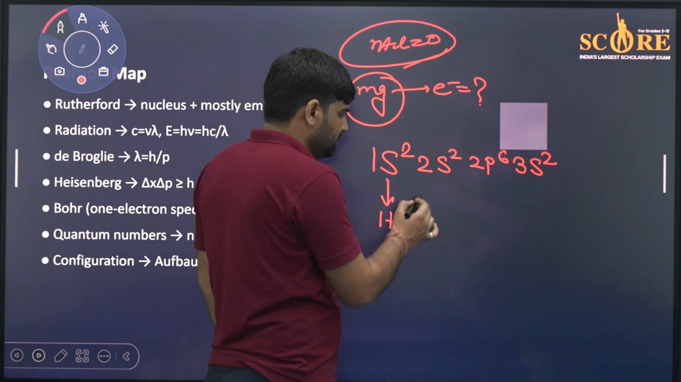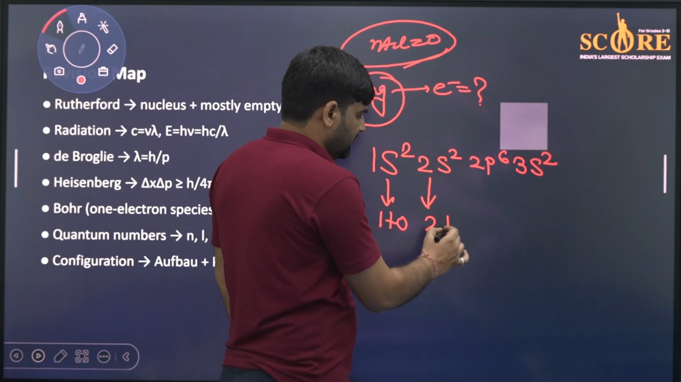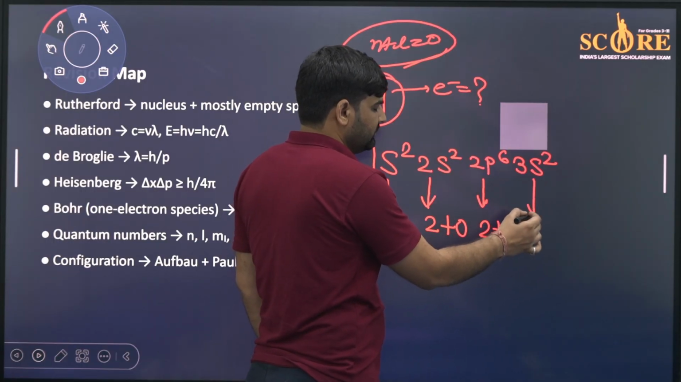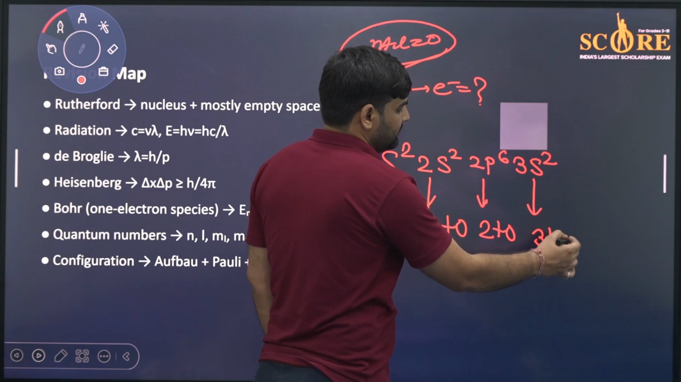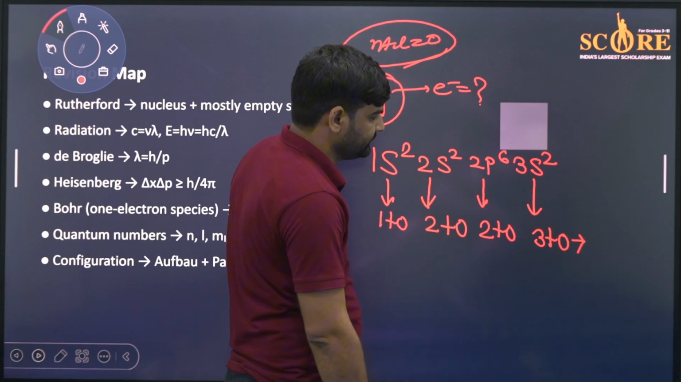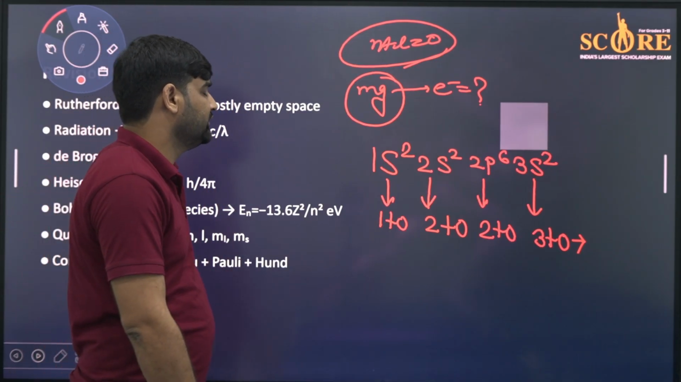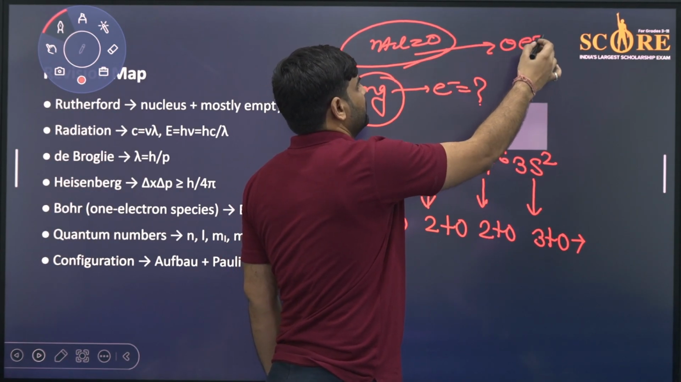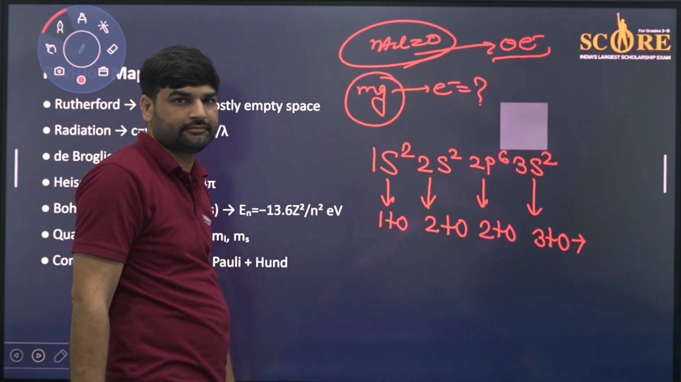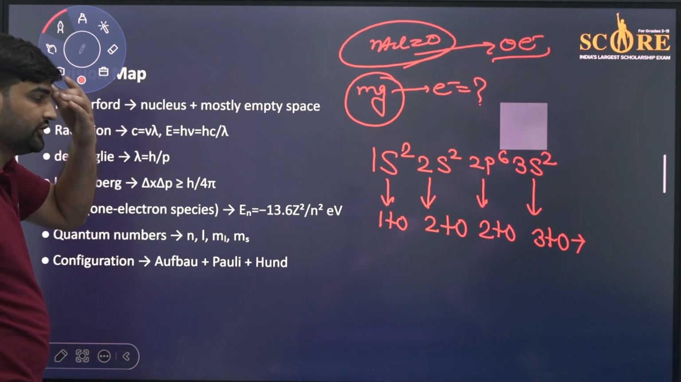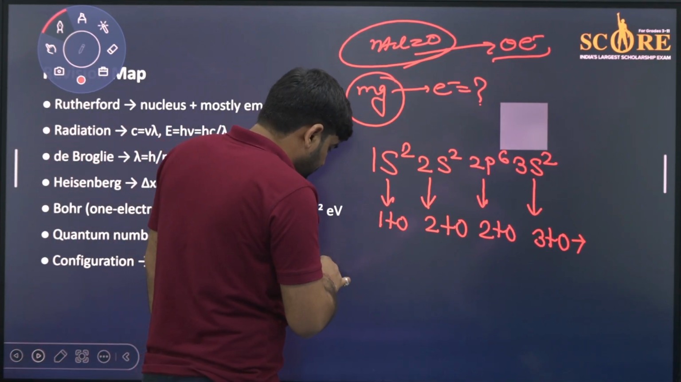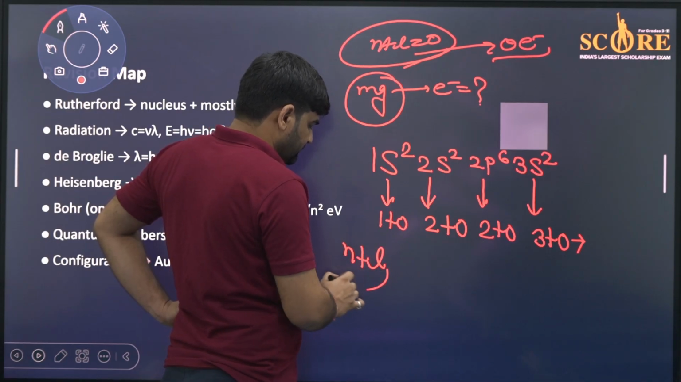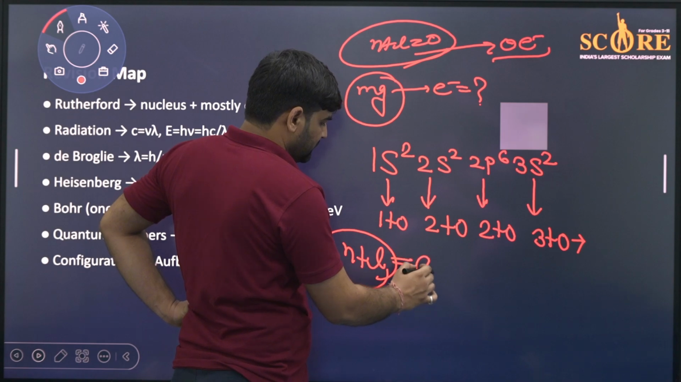For n1 L0, n2 L0, n3 L0, none gives zero. So there is no single electron which has n plus L equal to 0. It means there are 0 electrons. Okay. Next question, you have to find n plus L equals to 0.